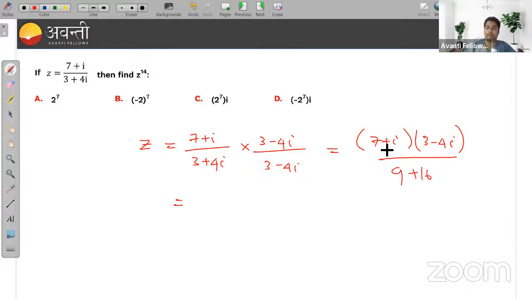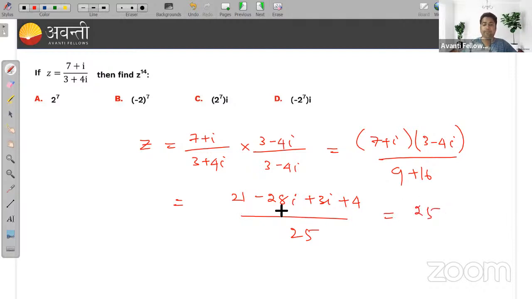Here I'm getting 7 into 3 is 21. 7 into 4 is 28i, so minus 28i, and this becomes plus 3i, and this becomes i square, which is -1, minus will be plus, that is plus 4. That is upon 25. So simply, 21 plus 4 is 25, and this becomes 25i upon 25. Very nice complex number you are getting. 25 upon 25 is 1, and 25i upon 25 is -i.